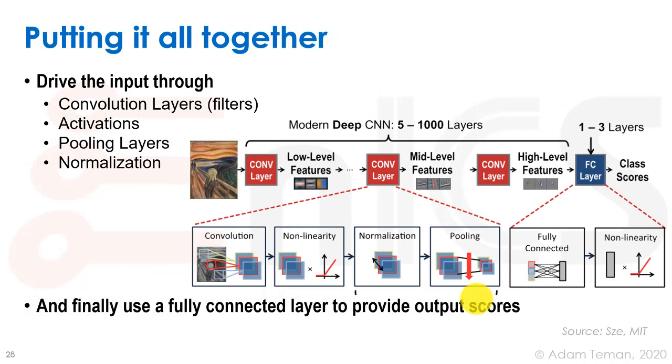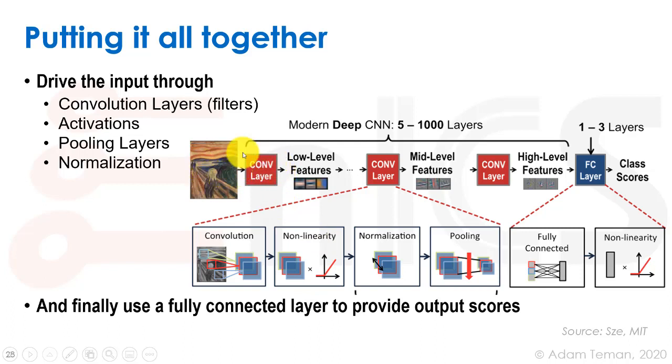So how do we put it all together? We drive the input through convolutional layers, activation, pooling layers, normalization, and finally, or at least traditionally, we use a fully connected layer to provide the output scores. So let's take a look at this. We have some sort of an input image that goes into a convolutional layer.